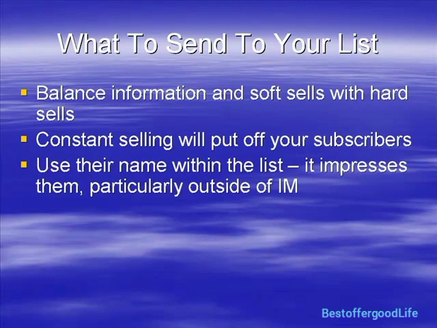One thing that you should do is use their name within the list. When you email them, put the name in the subject line, "Dear" or "Hi, first name," use their first name, and even use it a couple of times in the text if it's appropriate. Now this impresses the hell out of people, particularly outside of internet marketing. We're all involved with autoresponders and the like all the time, so we understand how they work and don't think anything of them. But to Joe Six-Pack on the street, it's magic. You just sent him a personal email because it's got his name on it. He doesn't understand about automation and autoresponders.